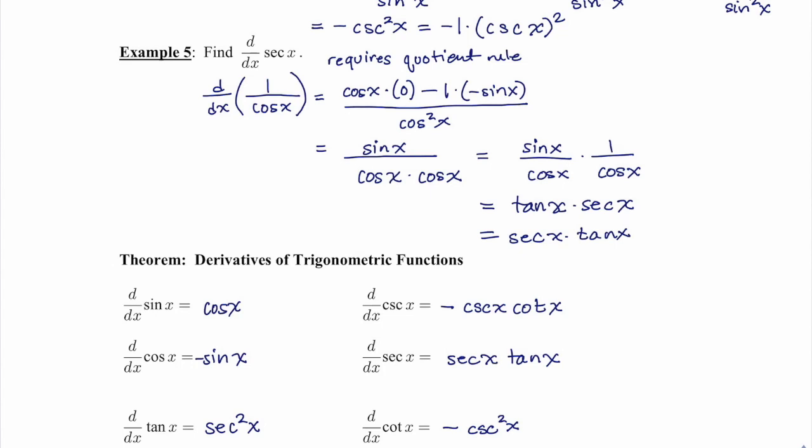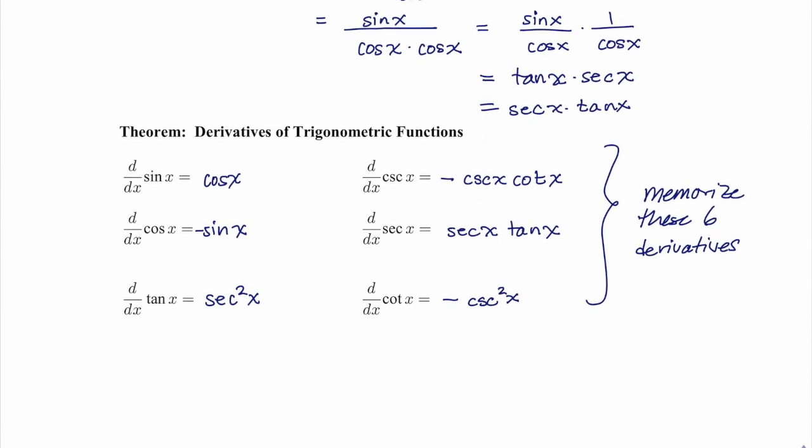And these you just need to memorize. They come up frequently enough that you do not want to need to go through the quotient rule every time you need the derivative for tangent or cotangent or secant or cosecant. But notice some patterns here. Like I mentioned earlier, the derivatives of co-functions have a negative sign.